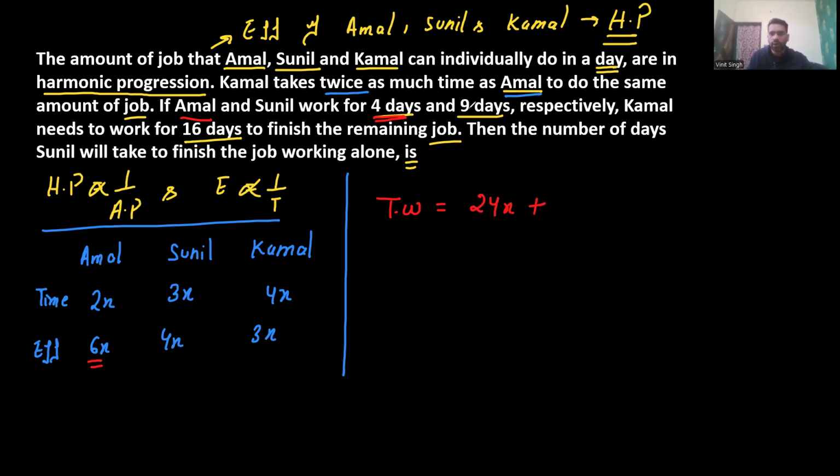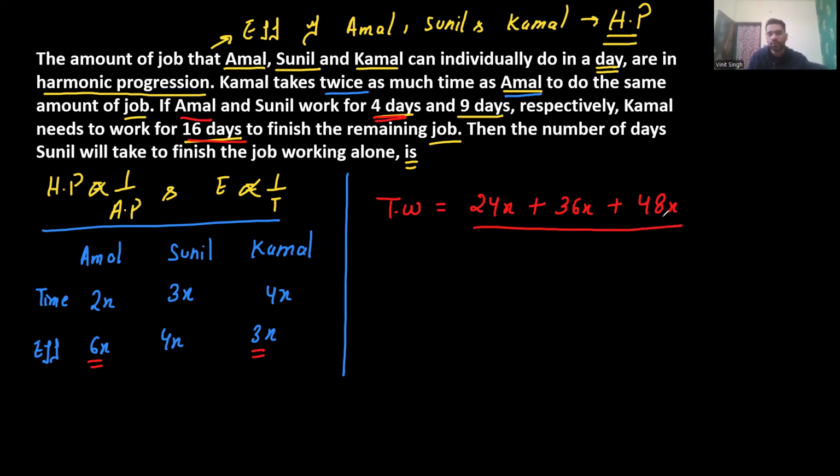Now Sunil works for 9 days. Time is given as 9, efficiency of Sunil is 4x, so it becomes 36x. And Kamal needs to work for 16 days and the efficiency of Kamal is 3x, which is equal to 48x. Now this is the total work, and we have to find the number of days Sunil will take to finish the job alone.